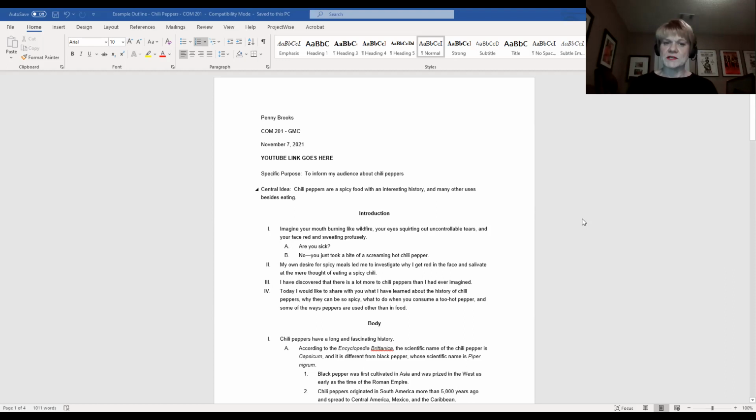Whenever you turn in a presentation outline for a speech, you need to put the specific purpose at the top, the central idea right after it. Then we're actually going to put all of the words of the speech have to be outlined. Every sentence that you plan to say in the speech has to be a part of the outline.